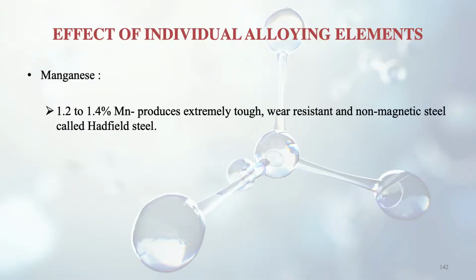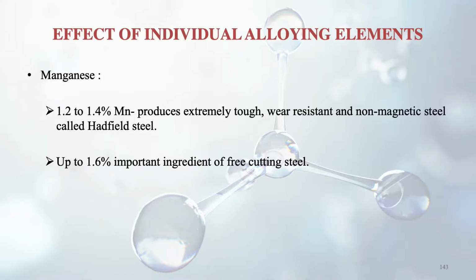Manganese is present at like 1.2 to 1.4%. This produces extreme toughness and wear resistance, and it also gives us non-magnetic steel, which is called Hadfield steel. And if it goes beyond this, up to 1.6%, then it becomes an ingredient of free cutting steel, like we have seen in the case of sulfur and phosphorus also.